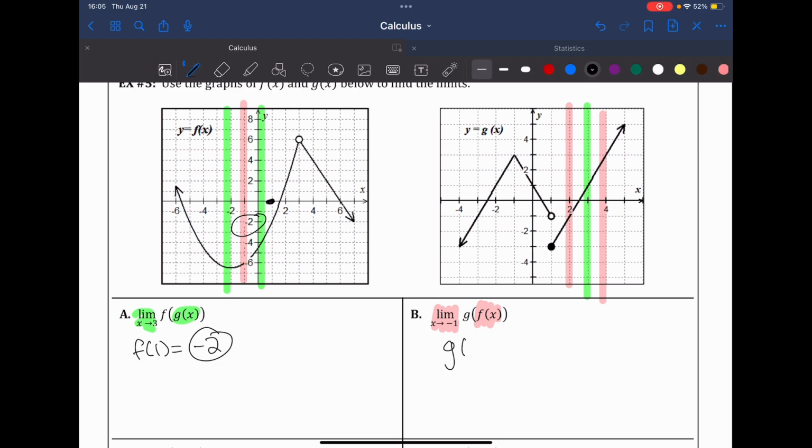So I find g of -6. I go over to my g function, and notice that this function g is going by 2, so -6 is actually right here.